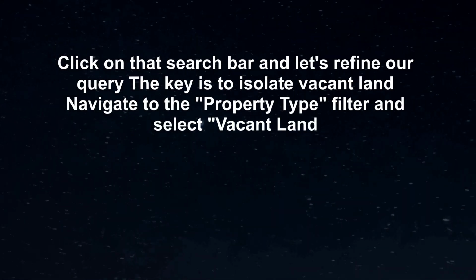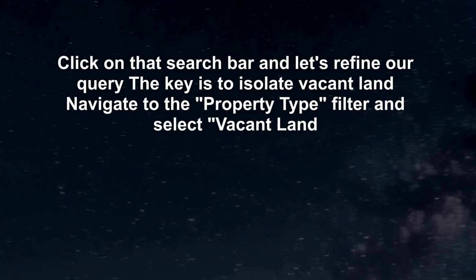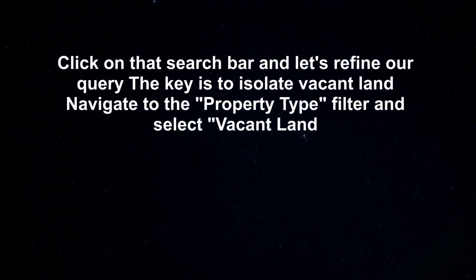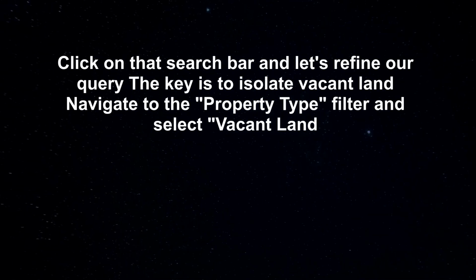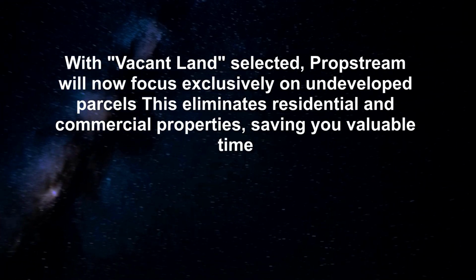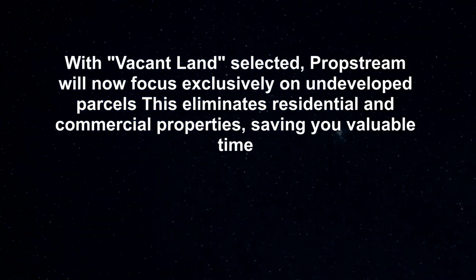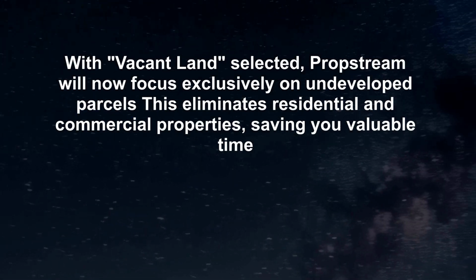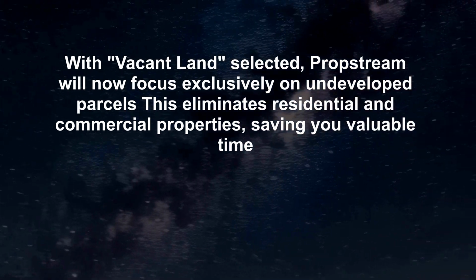Click on that search bar, and let's refine our query. The key is to isolate vacant land. Navigate to the property type filter, and select Vacant Land. With vacant land selected, Propstream will now focus exclusively on undeveloped parcels. This eliminates residential and commercial properties, saving you valuable time.